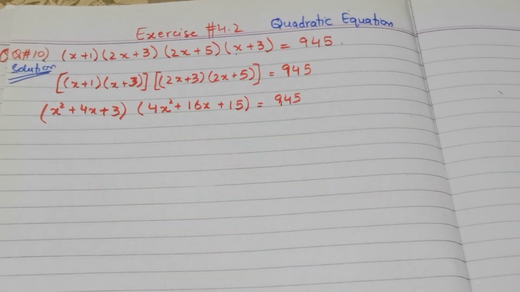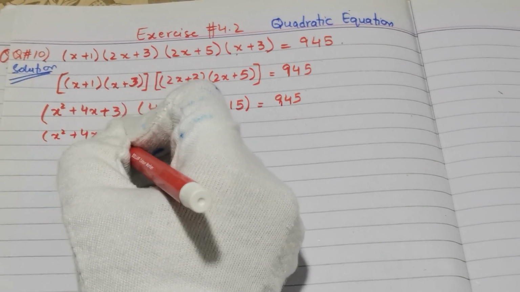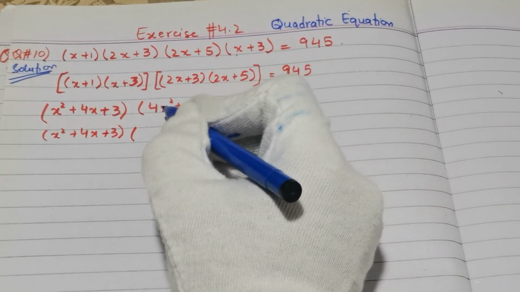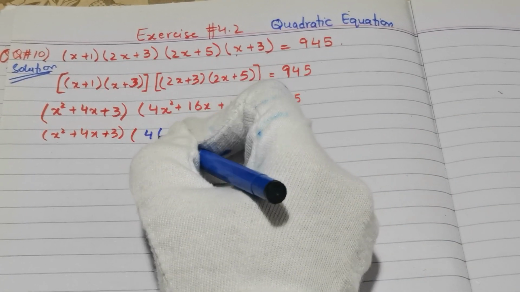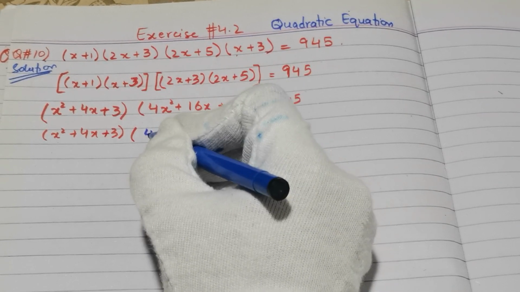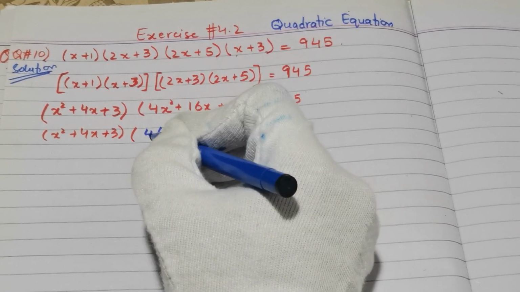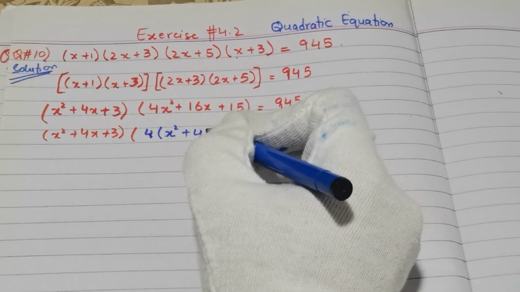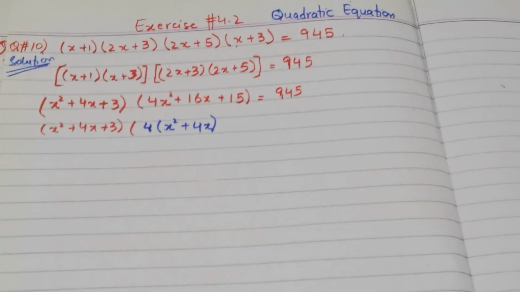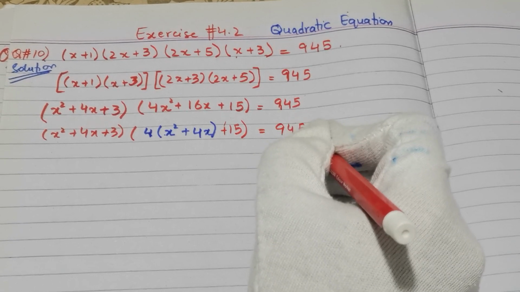Now if we take common x square plus 4x plus 3, now we can easily see that 4 is common from these two terms. 4 ones are 4, x square, 4 is common, 4 ones are 4, x square plus 4 fours are 16, plus 15 is equal to 945.